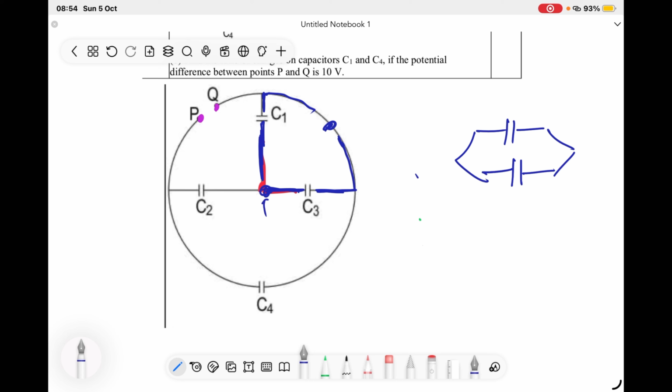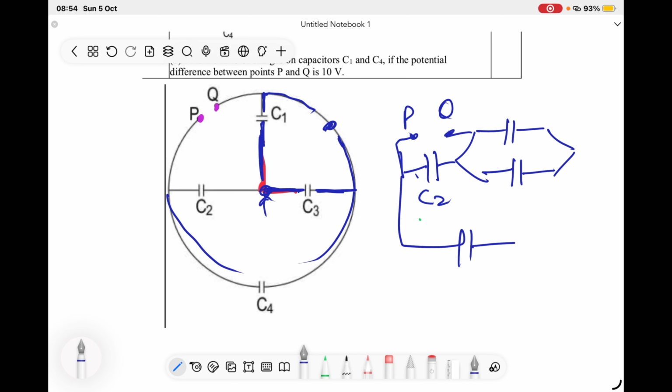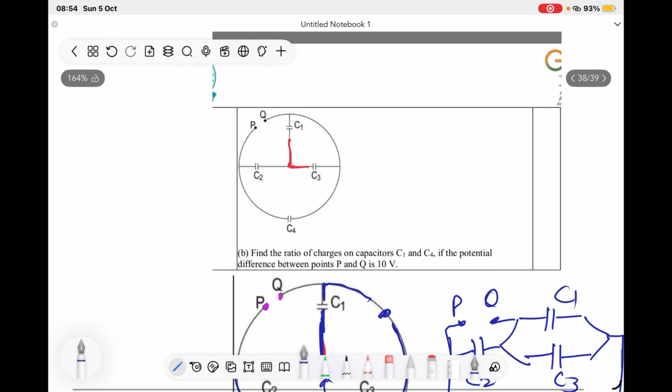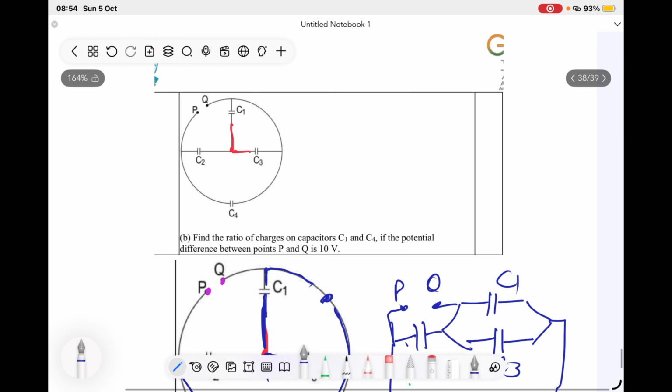Then this joint hand is connected to C2. This is C2. And then there is P, and then there is Q, and then in the lower portion we have C4. So this is how the diagram is. C4 is this way. This is C1, C3, C2 and C4. So you have to draw this diagram. Once it is ready, each capacitor is of 6 microfarad.